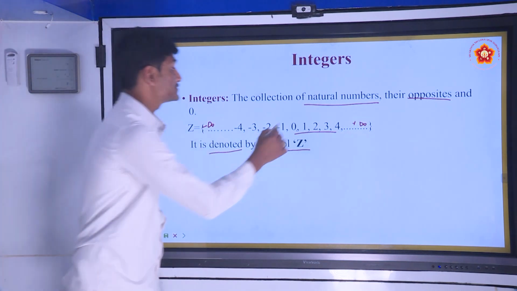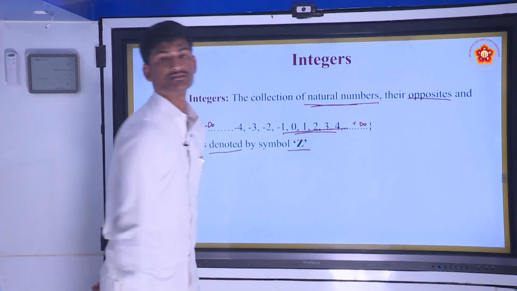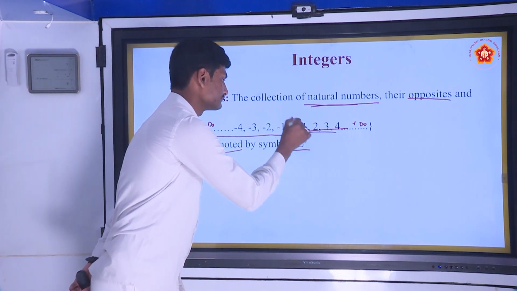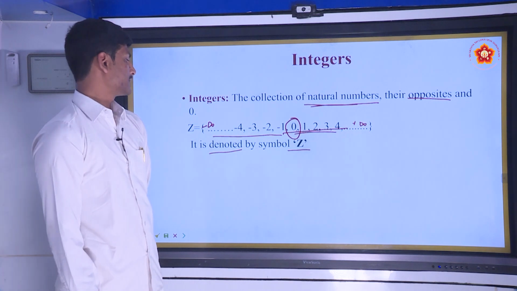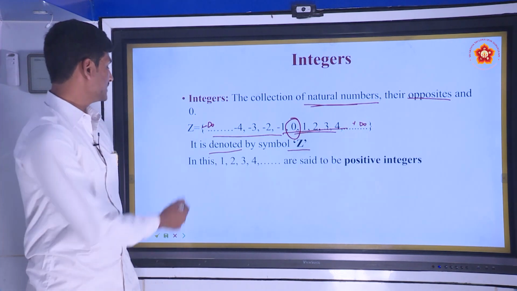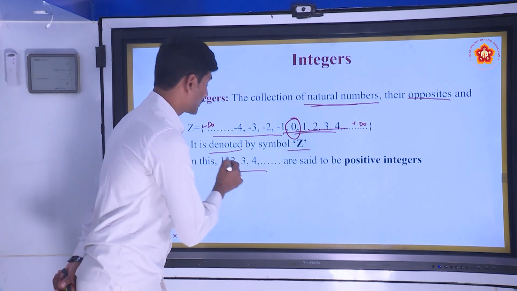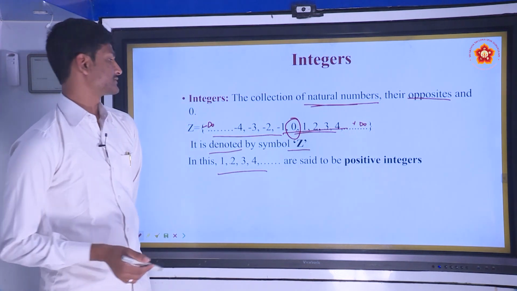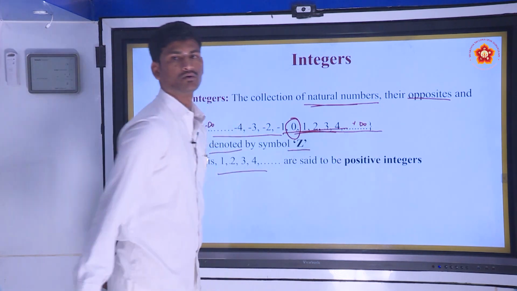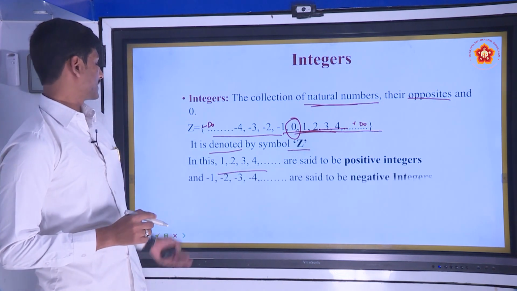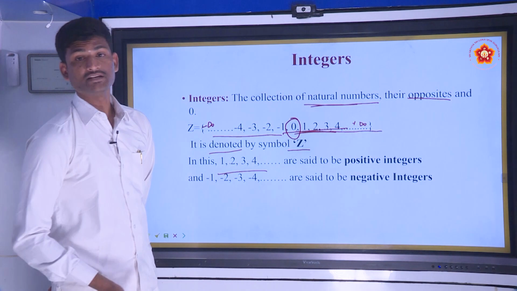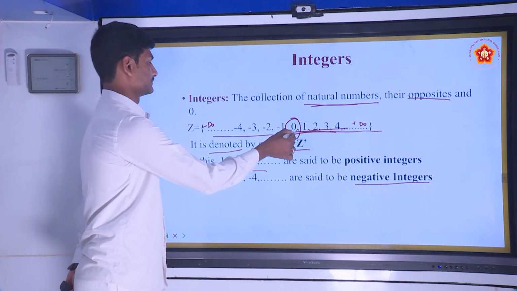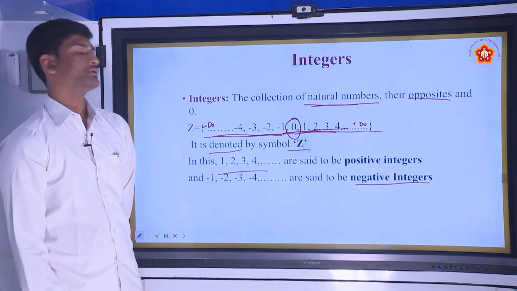The integers are natural numbers and their opposites, included with 0, the whole number. Got it? Then in this integer the numbers 1, 2, 3, 4 are said to be positive integers. These are positive integers. And minus 1, minus 2, minus 3, minus 4 are said to be negative integers, right? These are negative integers.